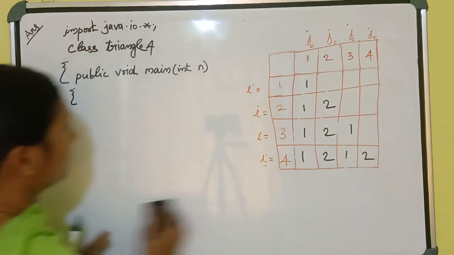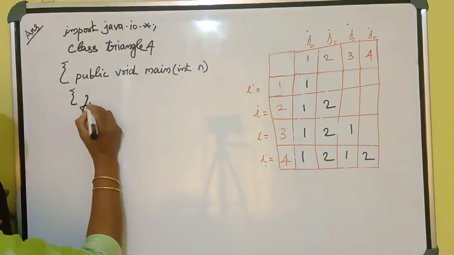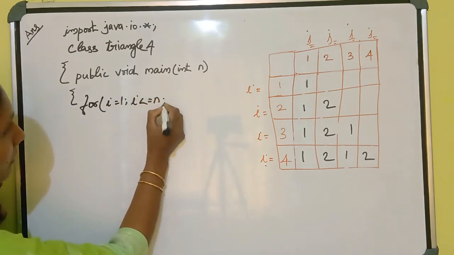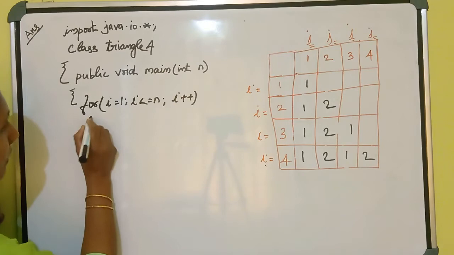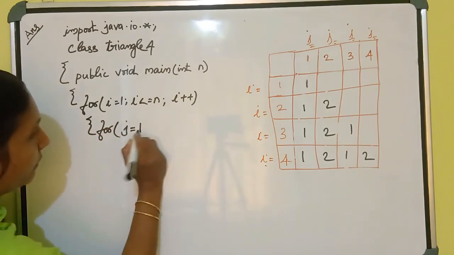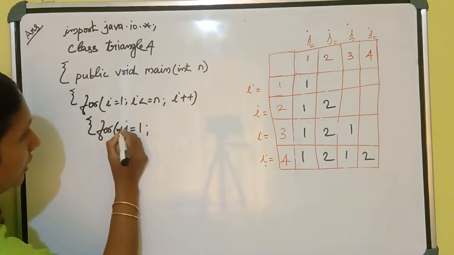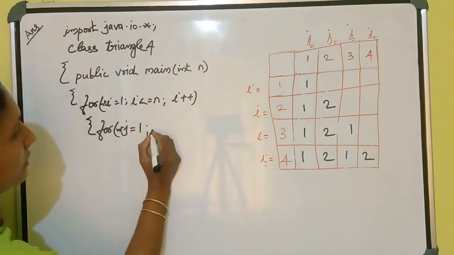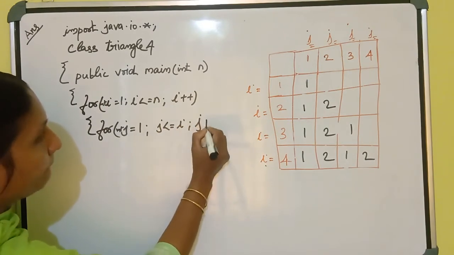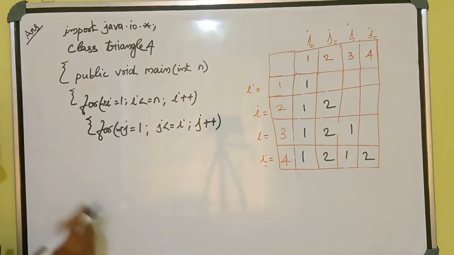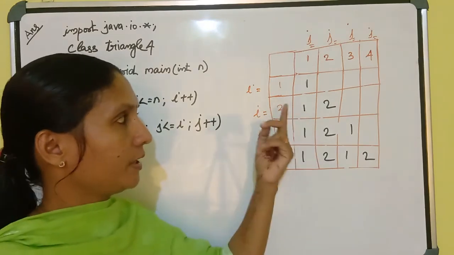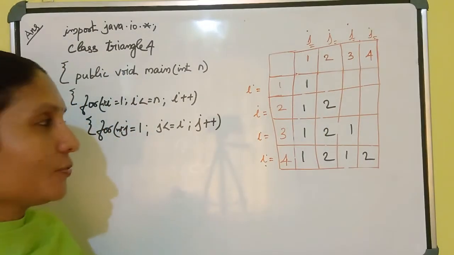How can you start? With the help of a for loop. First we write int i is equal to 1, i less than or equal to n, i plus plus. Again, to represent the column number, we use j as a variable in another for loop. Here also we have to give int j is equal to 1, j less than or equal to i, j plus plus. Then one condition we need to check first. We know if j is equal to 1, we have to print 1. If j is equal to 2, we have to print 2, like this way.